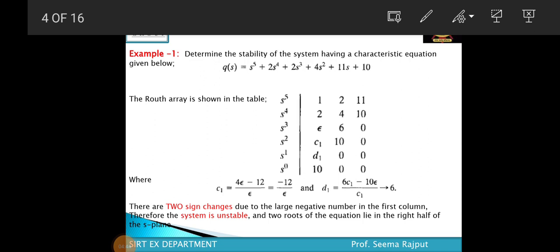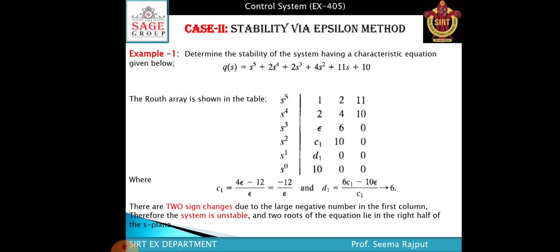After the completion of the Routh array table, we see that in the first column there are two sign changes. There are two sign changes due to the large negative number in the first column. Therefore, the system is unstable, and two roots of the equation lie in the right half of the S plane.